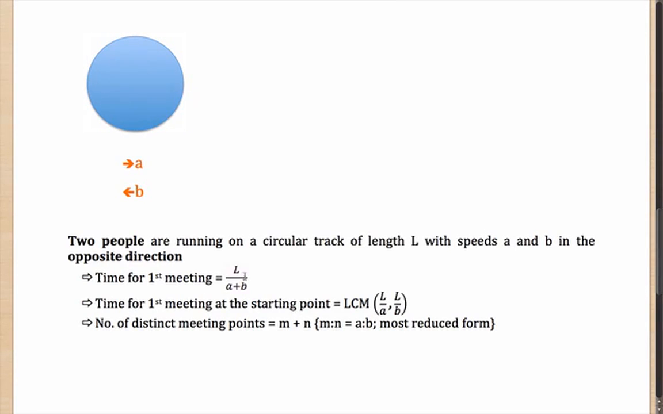Then the time for first meeting is L by A plus B. Very similar logic. The total length that they combined need to cover for the first meeting is L, and the relative speed, since they are in opposite direction, is A plus B. The speeds will get added up. Time for first meeting at the starting point remains the same, for the very simple reason that A still keeps on coming at L by A, B keeps on coming at the starting point at L by B.